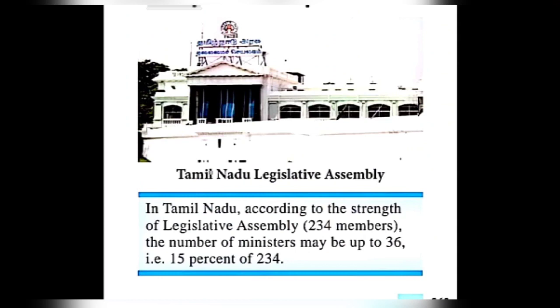The next, the picture is given: the Tamil Nadu legislative assembly, Satta Sabai. Under that, in the blue color box, some lines are given. What is that? Just before, I told the children the total strength of the legislative assembly: 234 members.